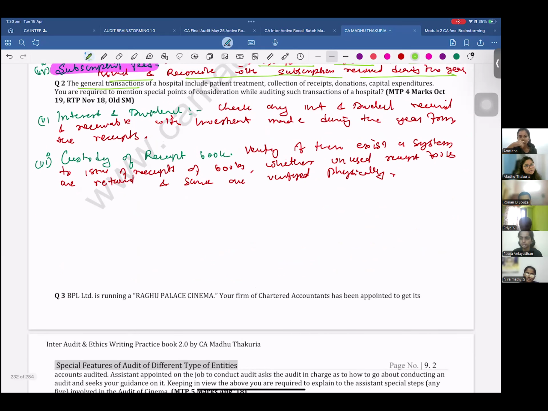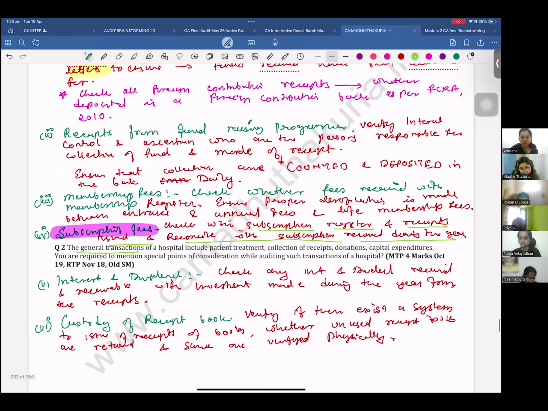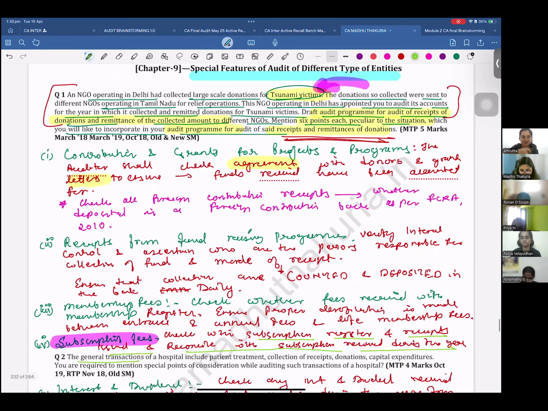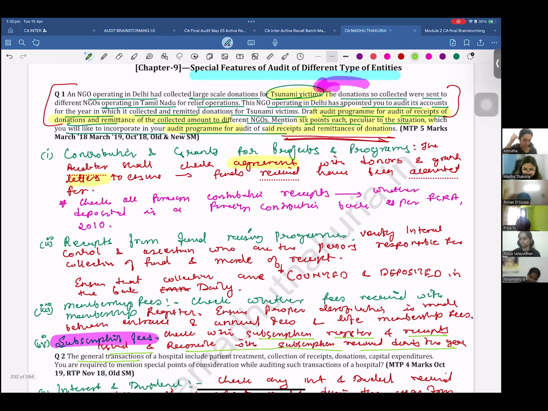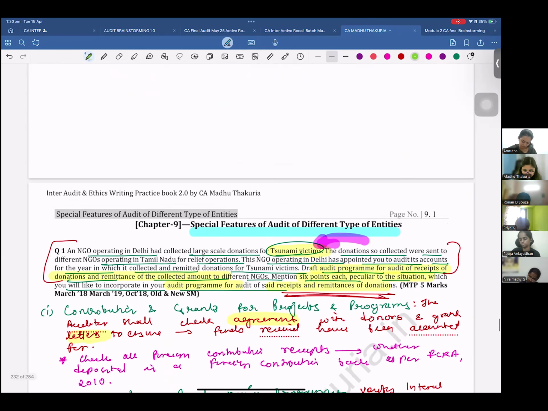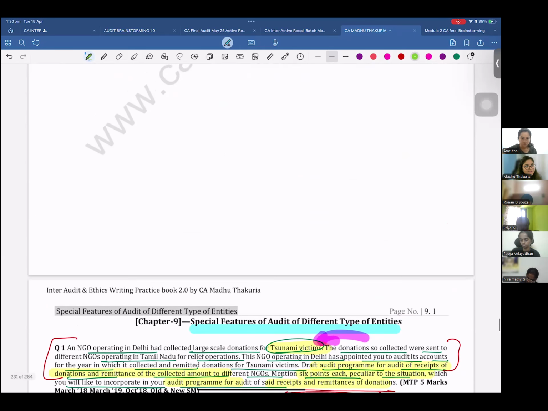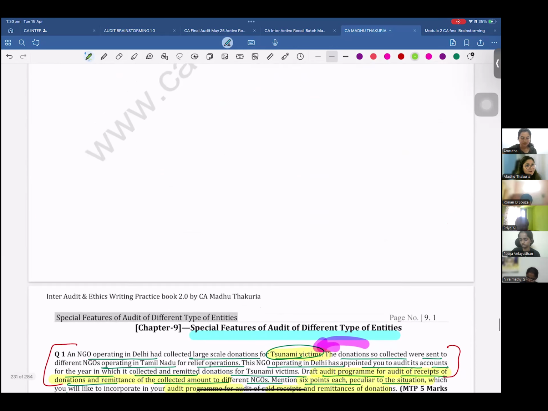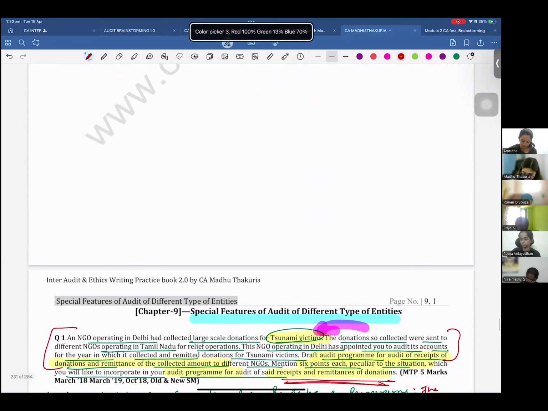Ma'am, we didn't write about the remittance, right? We just wrote about the receipt. Thank you for highlighting that. I don't have enough space over there. So can I use the above space? Yes. There are two questions.